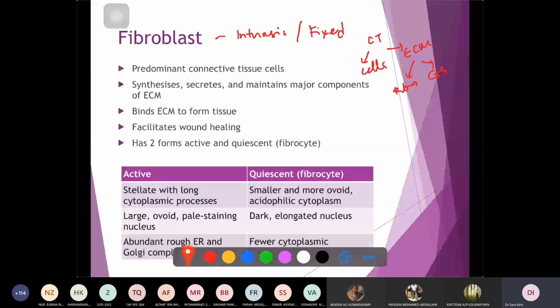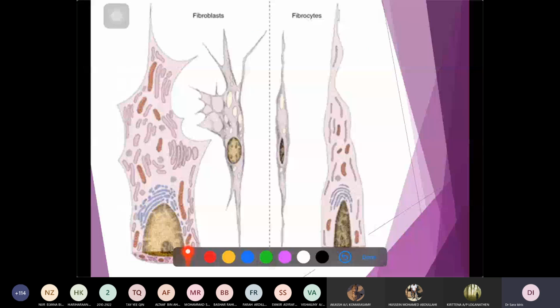But in quiescent cells, in fibrocytes, they've done their part earlier on in your life, so they're going to chill out a little bit. They have smaller cytoplasm. The nucleus is darker and smaller, and you don't have that many cytoplasmic organelles. So this is the difference that you can see. Fibroblasts have more things going on, but fibrocytes chill out a little bit. They don't have a lot of rough ER or Golgi complexes, so they're not quite as active as your fibroblasts.